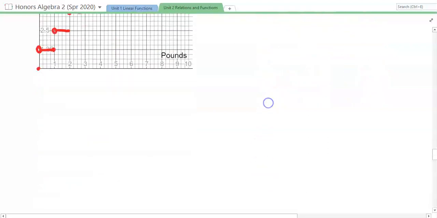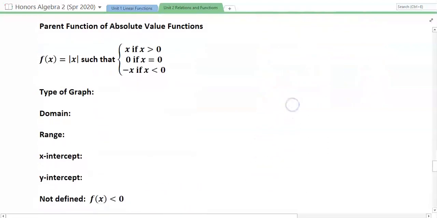Okay. Last examples, we talked about parent functions of absolute values yesterday in 2.6, just refreshing our memory of these pieces. And so when we look at this function, I'm just going to draw a little sketch here, 1, 1, 1, and 1.